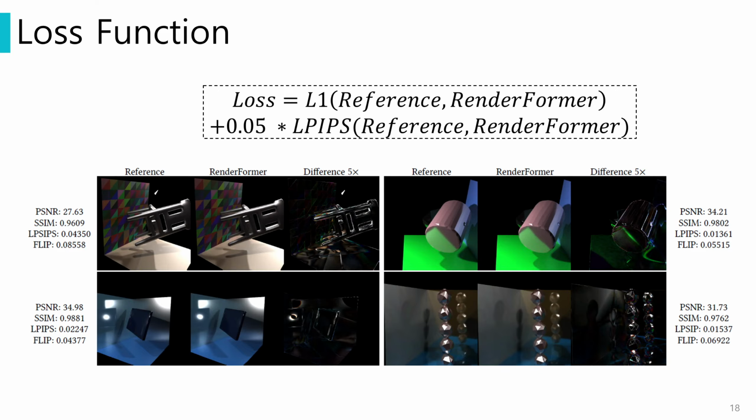To train this model, RenderFormer is supervised using a combination of two loss functions. The primary loss is a standard L1 difference between the rendered image and the reference ground truth image. Additionally, to better match human perception, a small weight of the LPIPS loss is added. As you can see from these examples, this combined loss guides the model to produce results that are quantitatively and qualitatively very close to the reference.